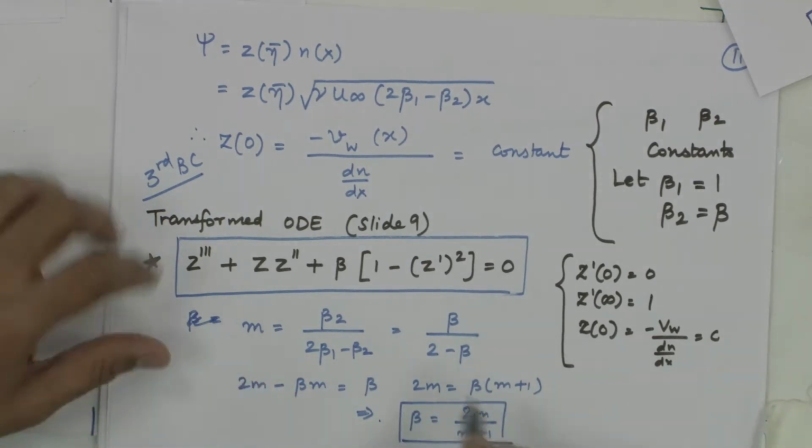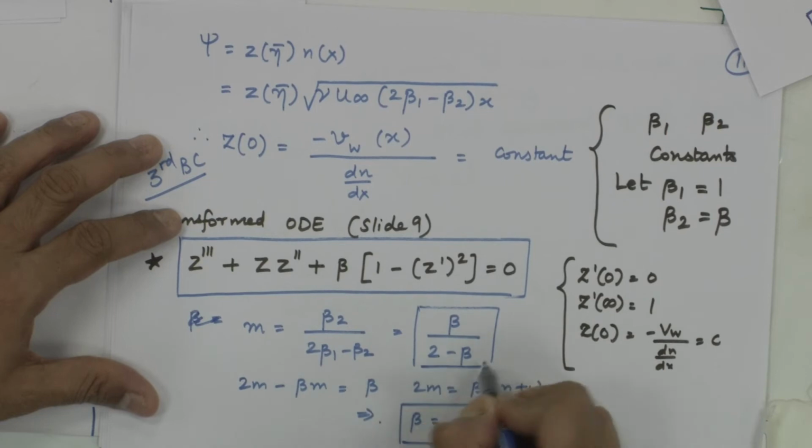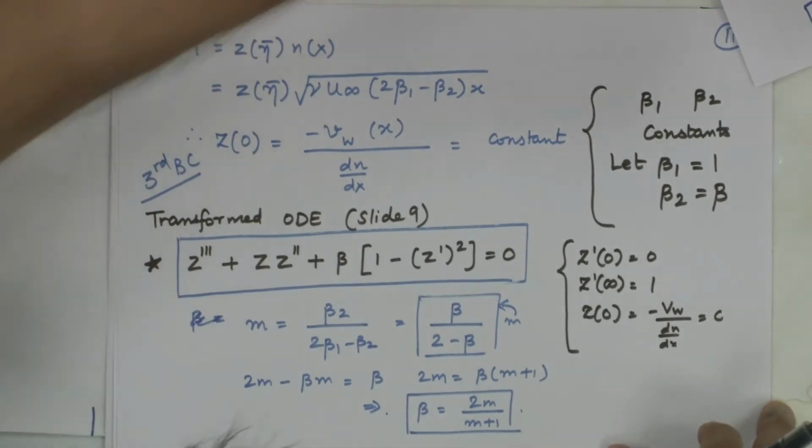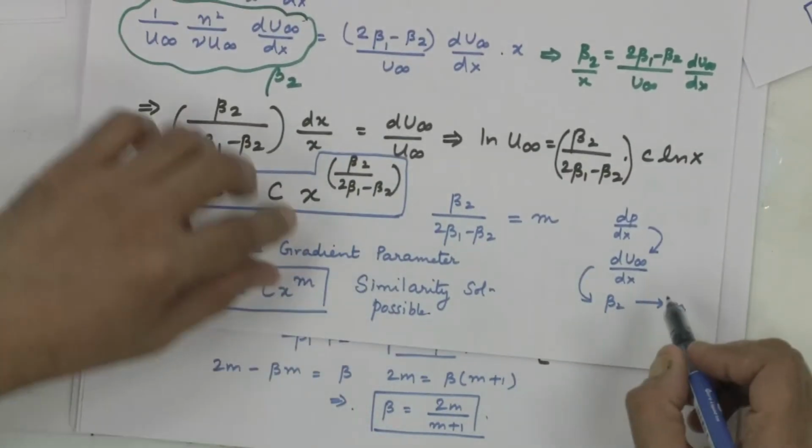This is also something which might be useful. This is m, this is beta. Okay, now let us go back to where we were. This now you will be able to appreciate. When I put beta 2 is equal to beta, I am coming back to this. Pressure gradient directly related to m, and therefore, m is called a pressure gradient parameter.